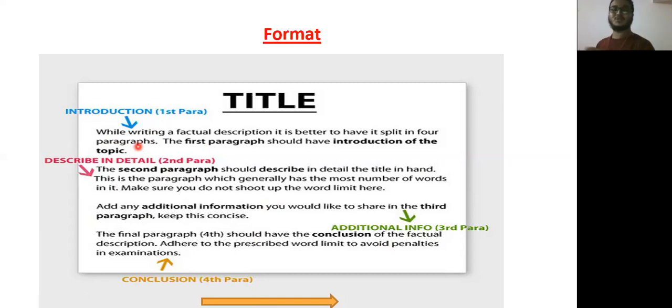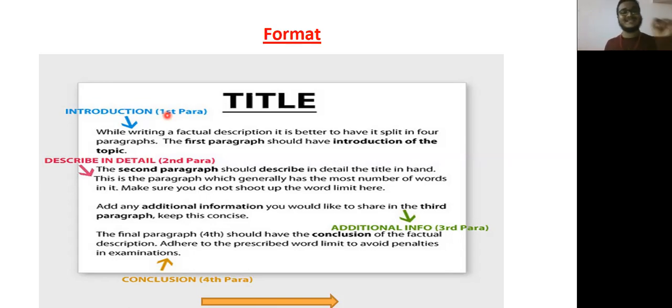The first paragraph should have the introduction of the topic, whatever the topic is. If it is based on a mouse, write about the mouse, or a mobile, or write about a person XYZ. You have to introduce that particular thing in the introduction of your paragraph. Very opening paragraph, the introductory paragraph.